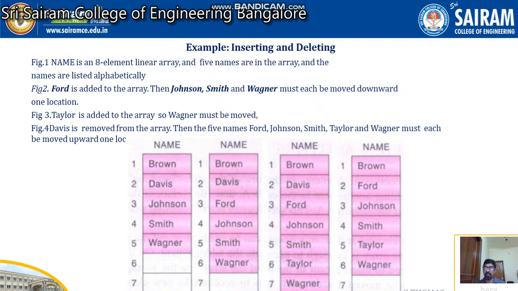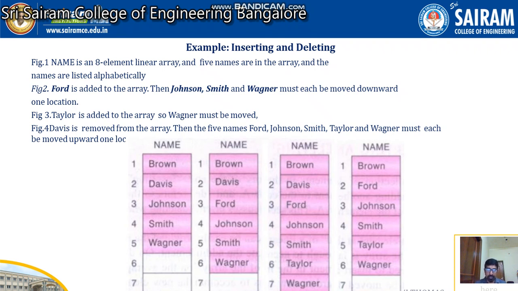First, Warner, the last name, at index 5, is moved to the sixth place. Smith, previously in the fourth location, is moved to the fifth place. And Johnson, which was in the third position, has moved to the fourth location. Now location 3 is free, where we can insert Ford. So to add Ford to the array, the names Johnson, Smith, and Warner must move downward by one location. So this is about the second picture.